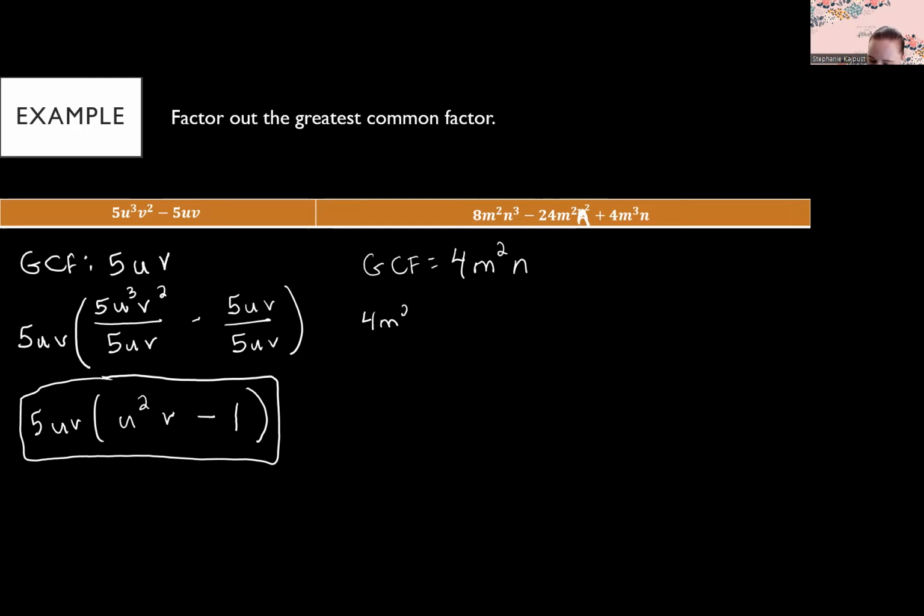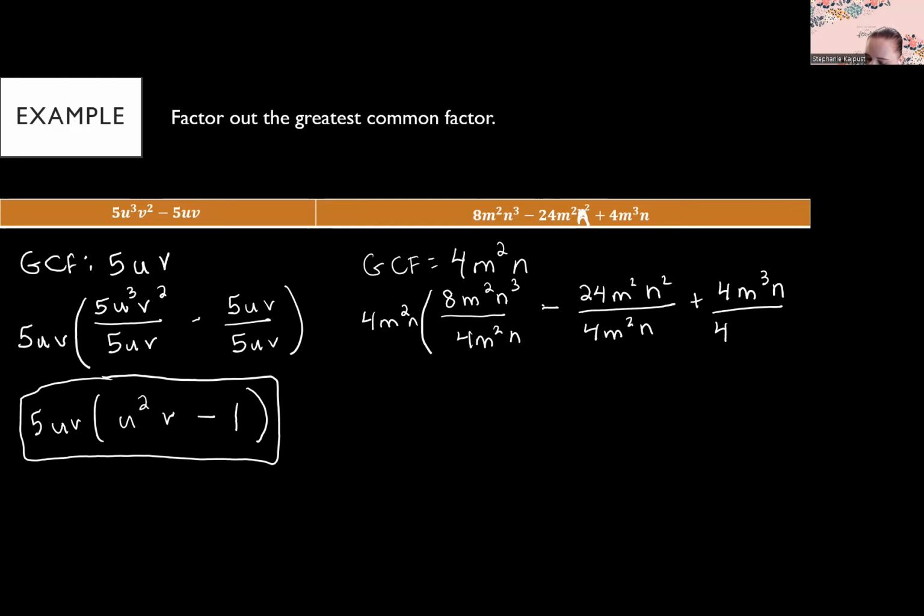I'm going to put this in front and then divide each term by that greatest common factor of 4m squared n. I've got a minus, and then 24m squared n squared divided by 4m squared n, and then plus 4m cubed n divided by 4m squared n.